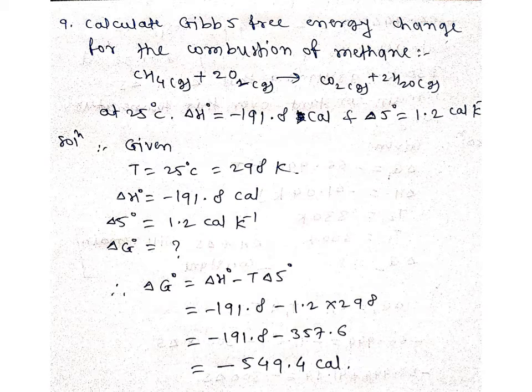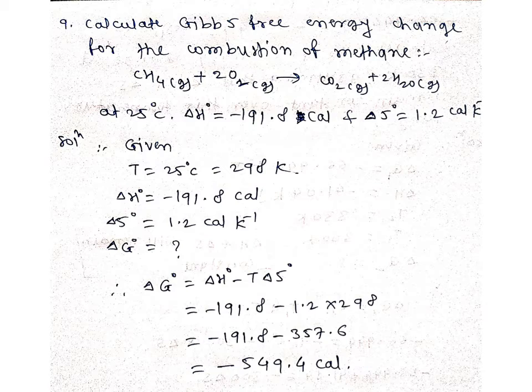Given: temperature is 25 degrees Celsius, which is equal to 298 Kelvin. Delta H0, that is standard enthalpy change, is equal to minus 191.8 calorie. Delta S0, that is standard entropy change, is equal to 1.2 calorie per Kelvin.